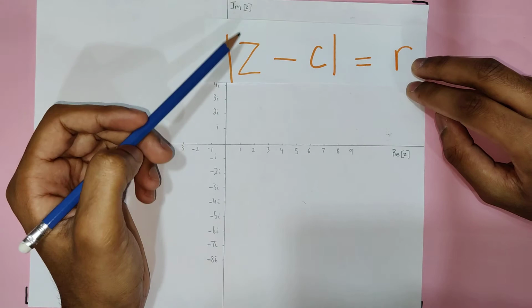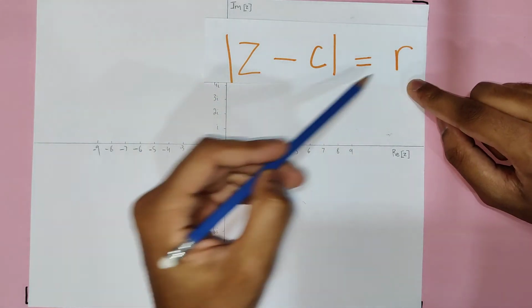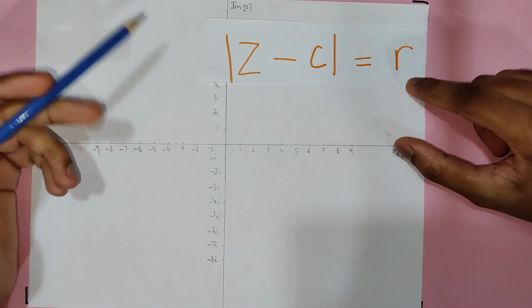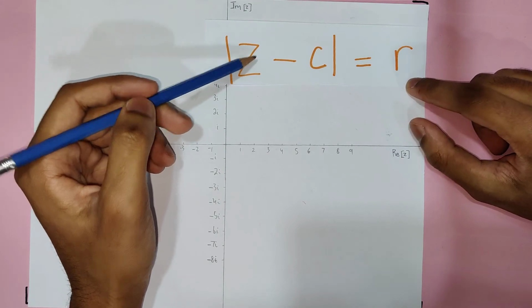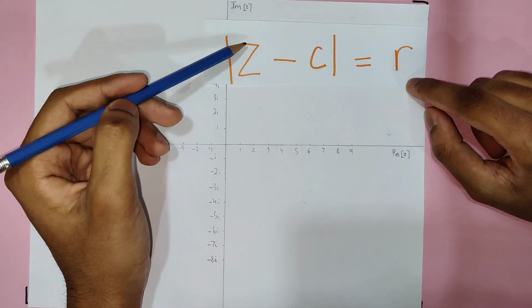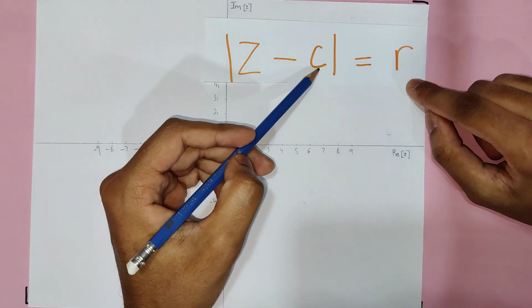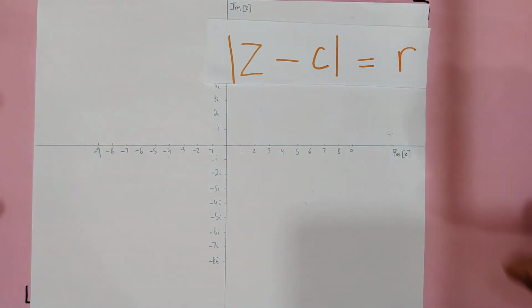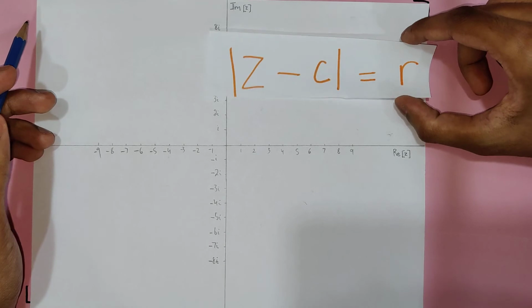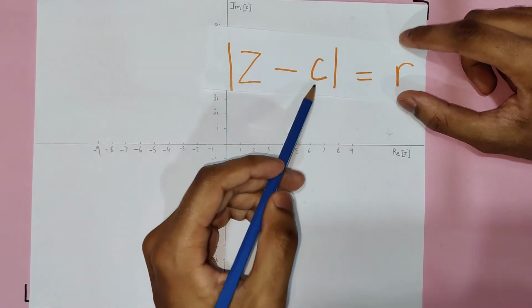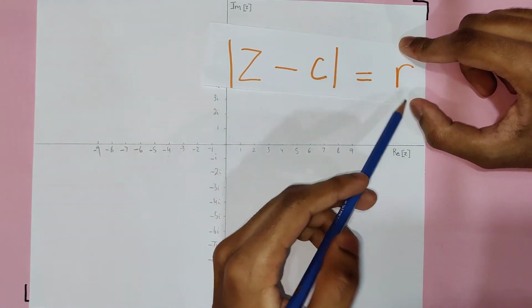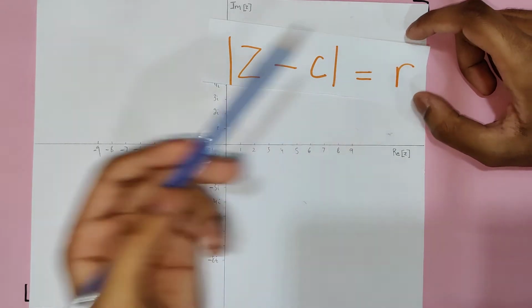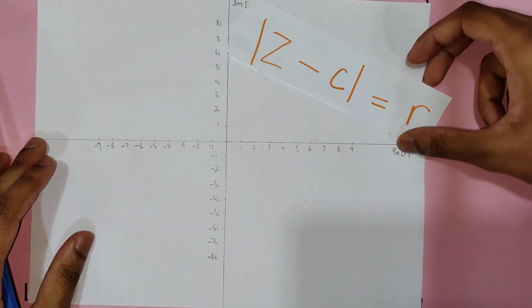So what this represents, well, let's think about it. This is telling us that the distance of a complex number from a point will be constant. What does that remind us of? Well, that would be a circle, because the distance of z from the center c will be a constant distance r, which we can represent as the radius.